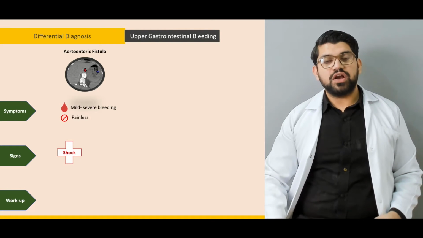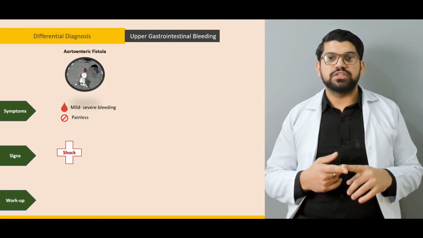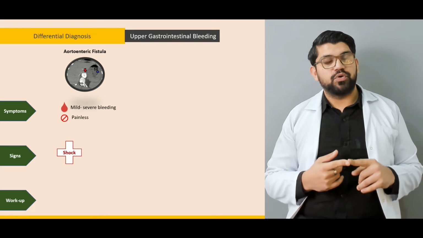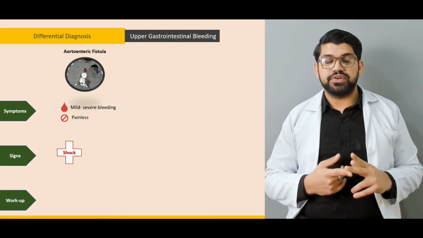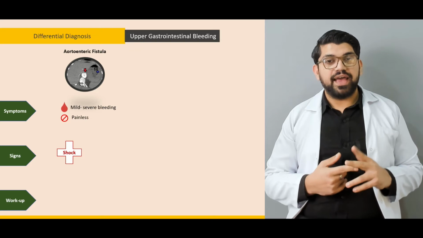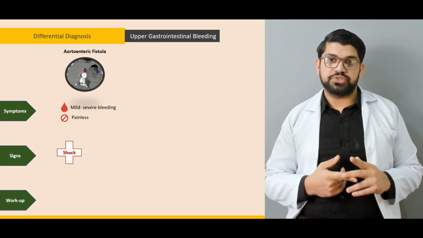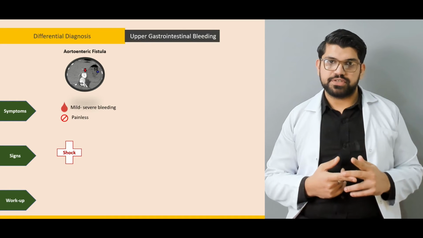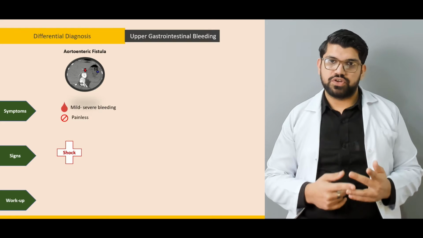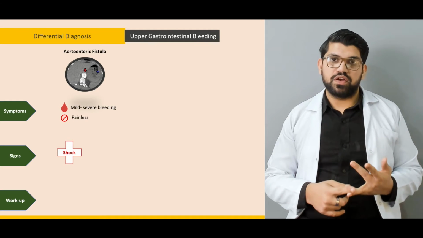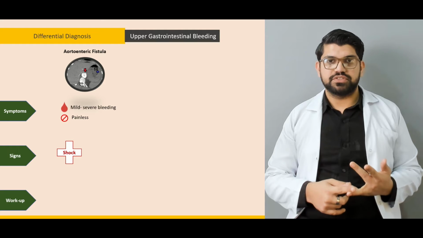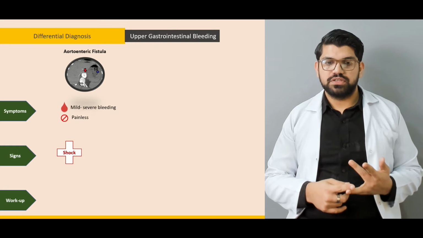What are the signs of shock? Irritability, altered mental status, hypotension, tachycardia, increased respiratory rate, and decreased oxygen saturation or increased temperature. These are the signs of shock. And in these patients, look for signs of hemorrhagic shock, fluid depletion, and blood loss.